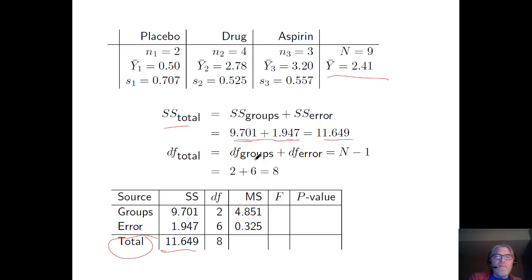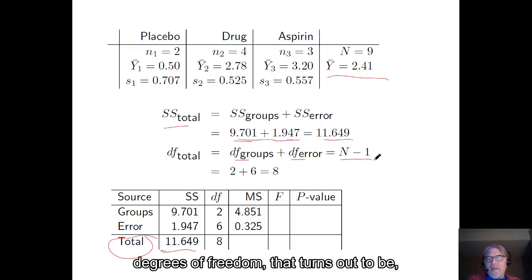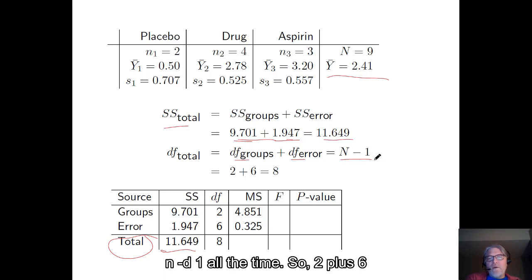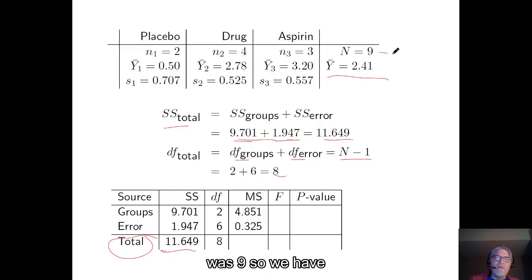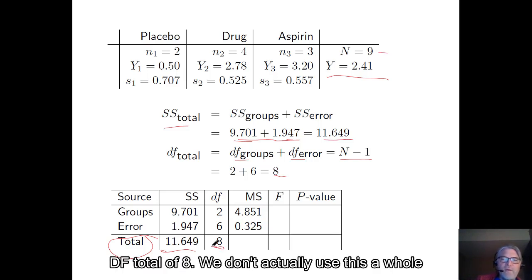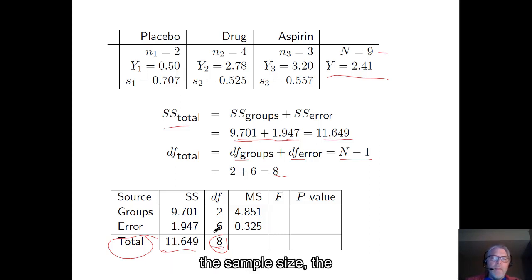And the degree of freedom total is just the sum of those 2 degrees of freedom. That turns out to be n minus 1 all the time. So 2 plus 6 is 8, so remember our sample size was 9, so we have a DF total of 8. We don't actually use this a whole lot, but you can check yourself that degree of freedom is just the total sample size minus 1.